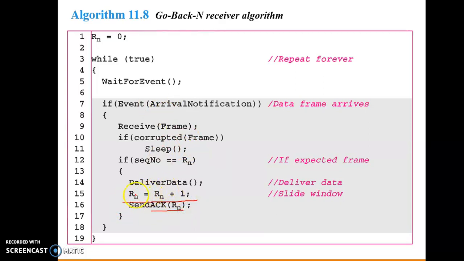So once you increment the Rn, suppose your receiver number is 3, you send the acknowledgement number as 4. So 3 plus 1, 4. So 4 you will send now. So what does 4 indicate? Up to 3 it is received. I am expecting 4. Okay.